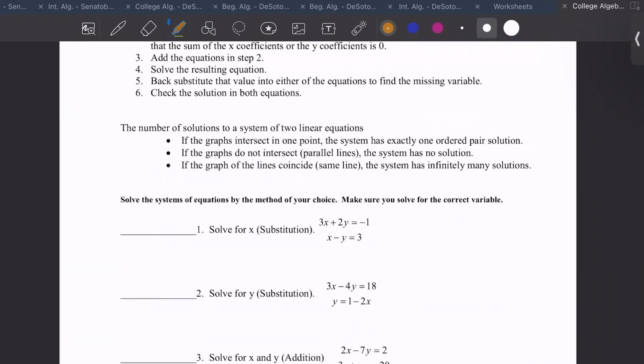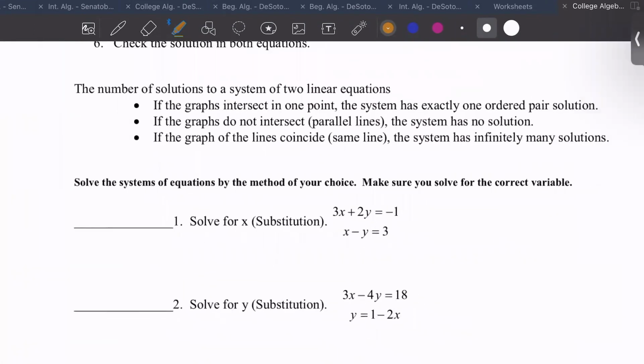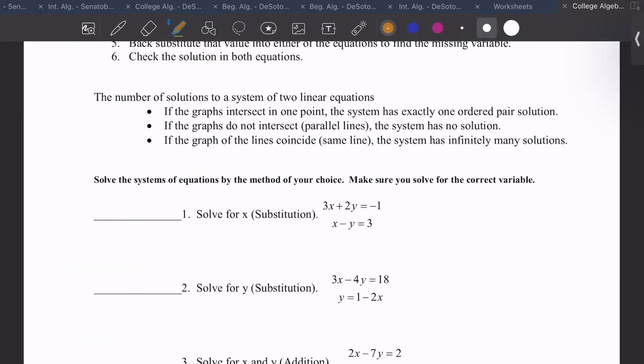and then the number of solutions to a system of linear equations. Okay, if the graphs intersect in one point, the system has exactly one ordered pair solution. So those would look like that, and they would only cross right there, and that would be your ordered pair.